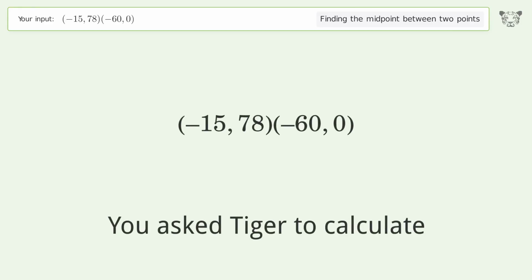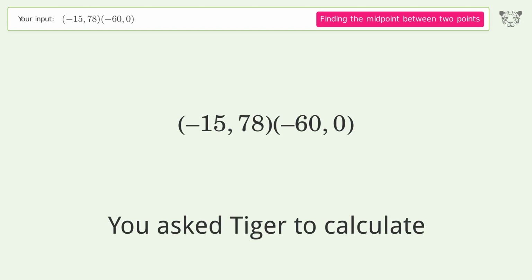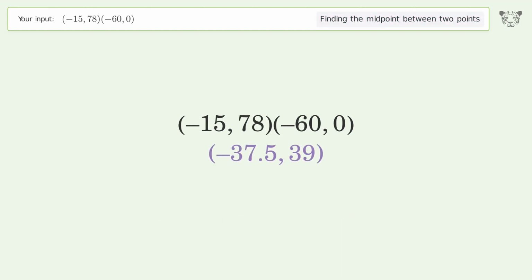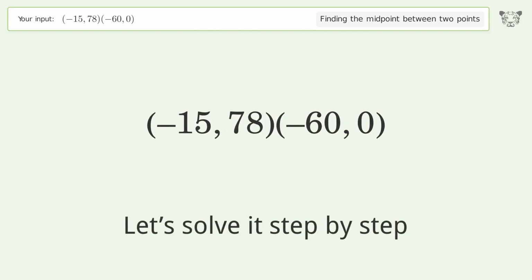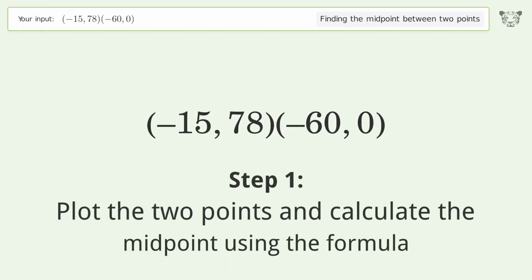You ask Tiger to calculate. This deals with finding the midpoint between 2 points. The midpoint between the 2 points is negative 37.5, 39. Let's solve it step by step. Plot the 2 points and calculate the midpoint using the formula.